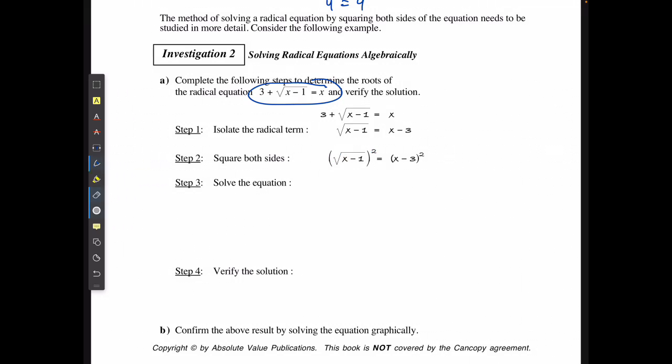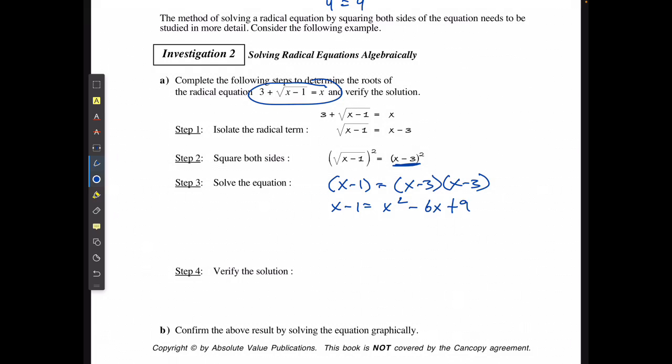But now we have a binomial we're squaring on this side. So you have to be careful. Remember that even though this is still going to just become x minus 1 and it's going to cancel that out, this is the same as x minus 3 times x minus 3. It's not just x squared and negative 3 squared. X minus 1 is actually going to equal x squared minus 6x plus 9. Make sure you multiply that out properly.